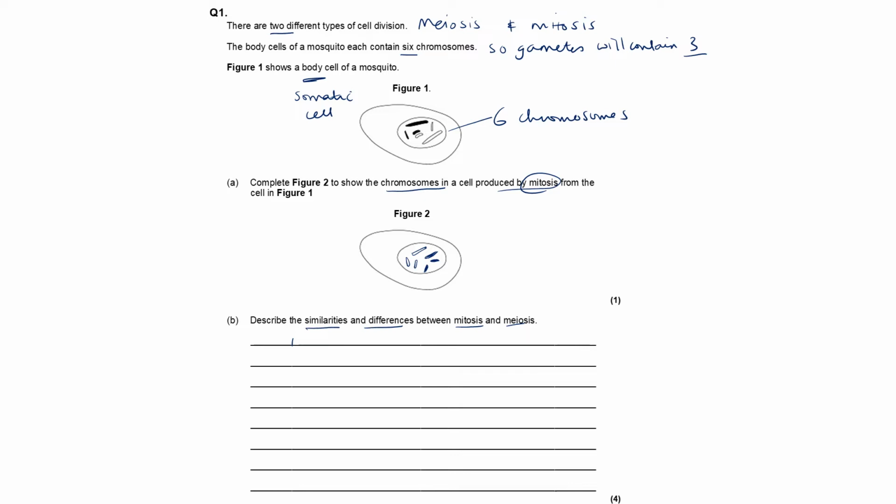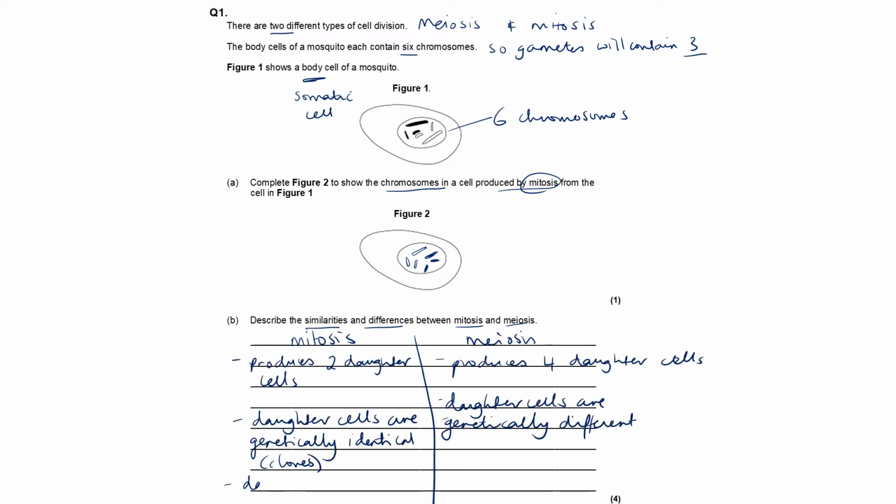The question A says, complete figure 2 to show the chromosomes in a cell produced by mitosis from the cell in figure 1. So mitosis, I know, produces a diploid number of chromosomes, so a full set. So it will be 6 chromosomes. So I'm basically copying the cell above.